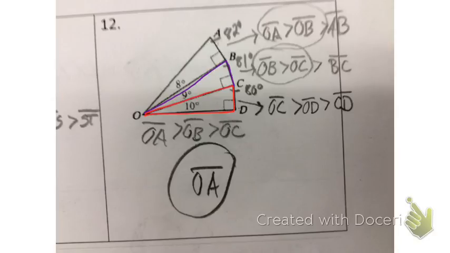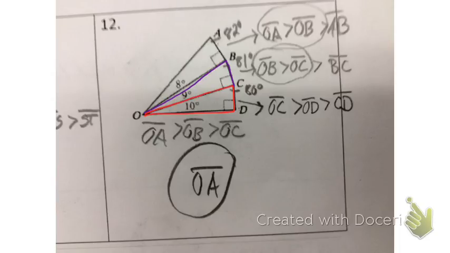Once again, I just had to list what's bigger and what's smaller. Well, the biggest angle is C here, so the side opposite is OB. OB must be bigger than OC, because OC is across from the 81 degrees, and our last one is BC. And finally, I do my last triangle, which set up that OA is bigger than OB is bigger than AB, and then I just put them all together.